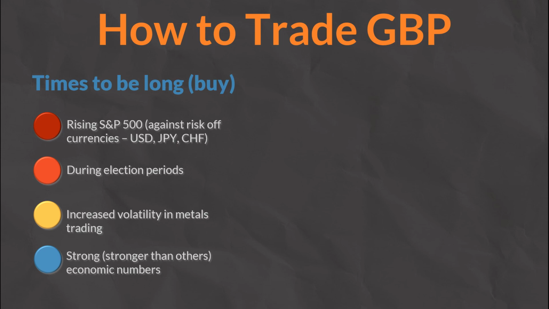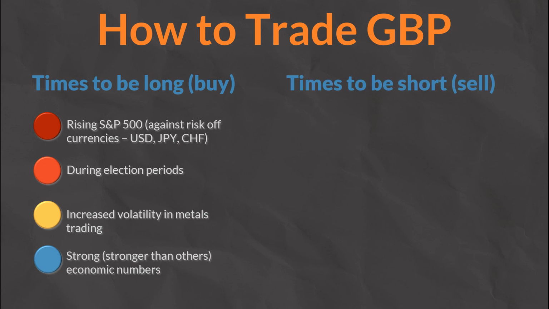And whenever the UK is showing much stronger numbers, especially when you take a look at the euro and the Swiss franc. So let's say the euro and Swiss franc are only growing at 1% a year, but then you take a look over at the pound and the UK economy is growing at something like 4% a year. That's going to be a nice little differential for you to take advantage of on the long side.